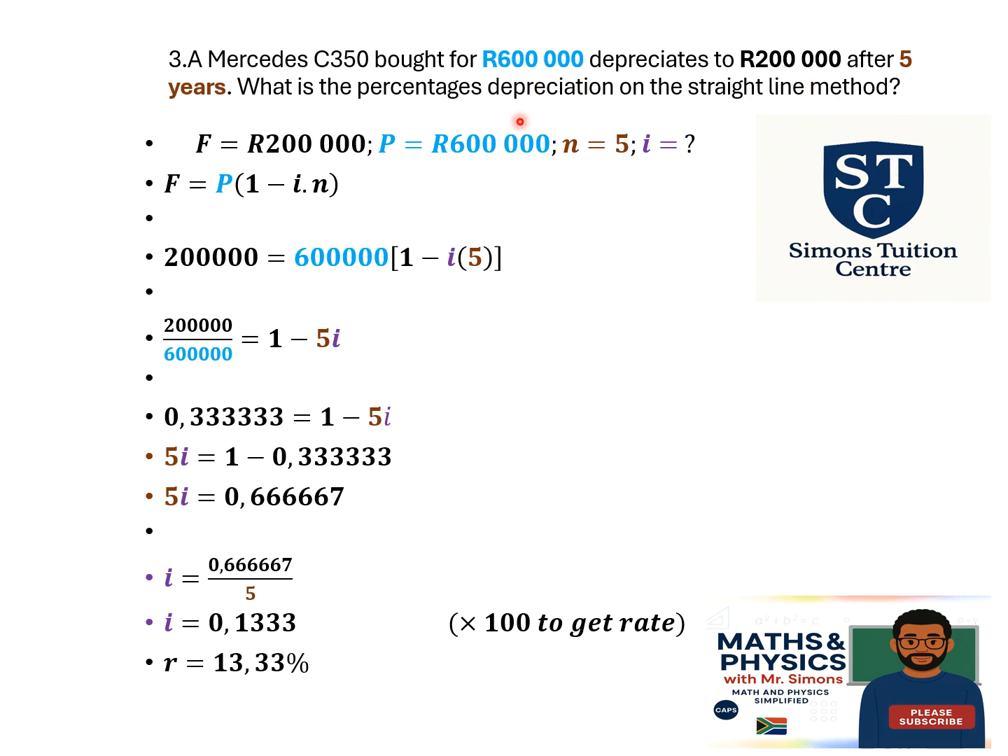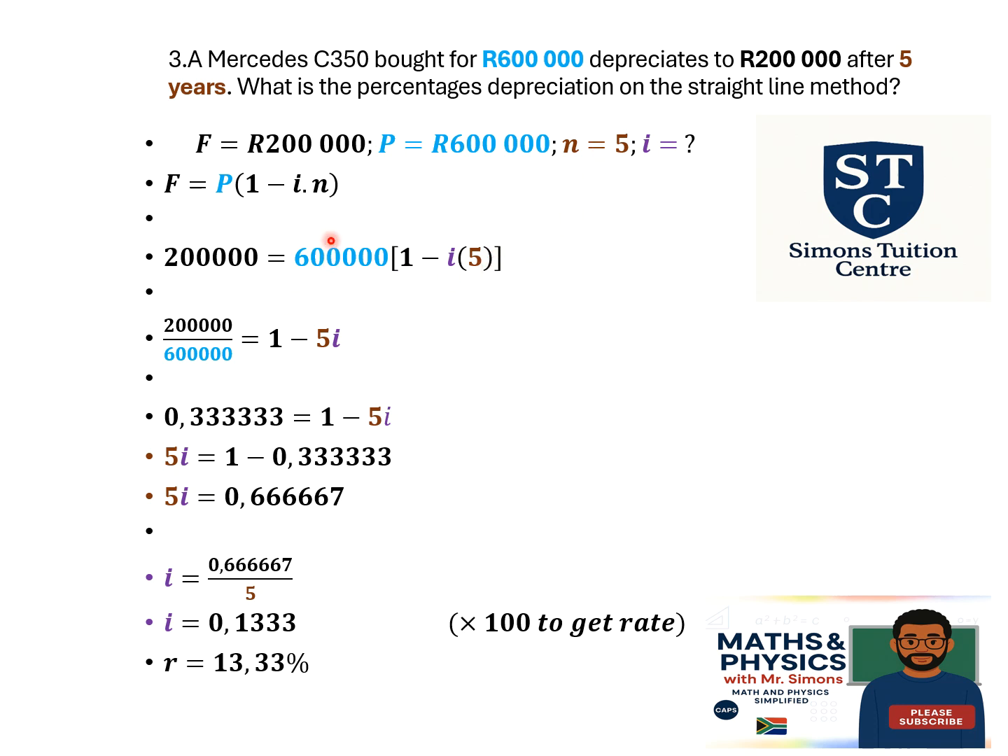So P, currently the car is worth 600,000. 5 years time, the future value of it is 200,000, or A if you want to, 200,000. N equal 5, and we want to know what i is, right? So F equal to P times 1 minus i times n, where now my future value is 200,000 and my present value is 600,000, 1 minus i, and my time period is 5.